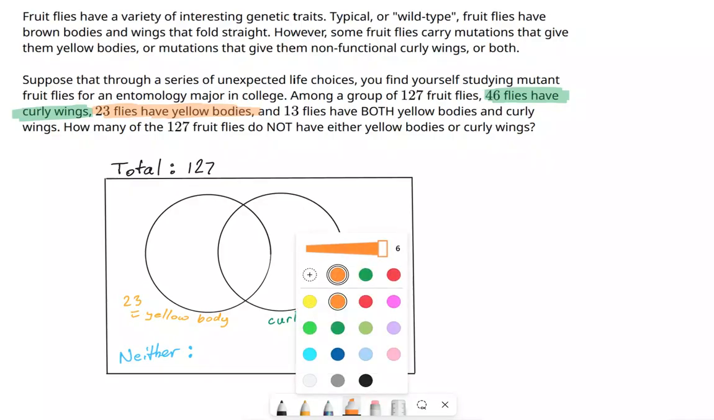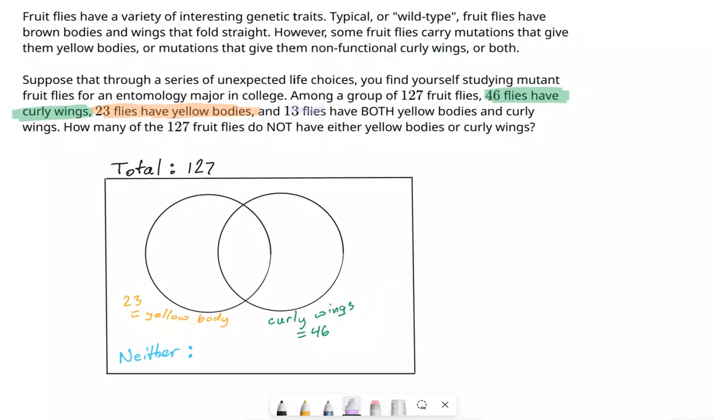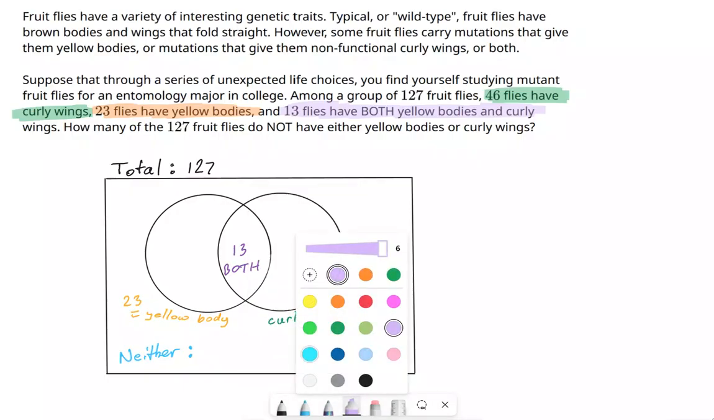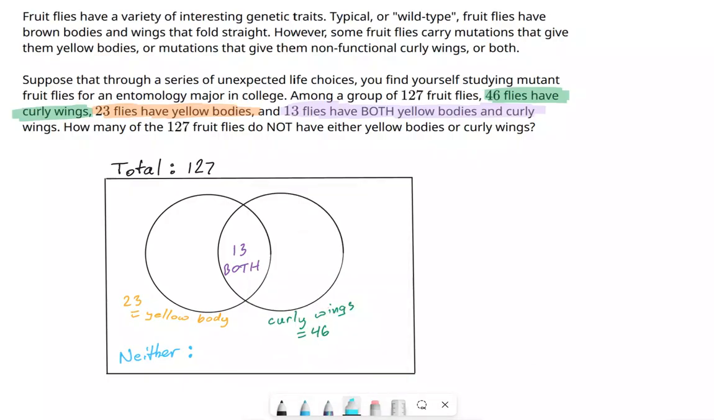It says, now there are some fruit flies that have both of these mutations. Okay, 13 fruit flies have both yellow bodies and curly wings. So if I find a place on my Venn diagram to put that, it's going to be the intersection of these two circles. Okay, that's 13 fruit flies that have both mutations. And now the question is, how many fruit flies have neither mutation? Okay, if you think about the brown bodies and the straight wings that were the leftovers, how many of those do we have? So the way we're going to approach this is visually using this diagram.